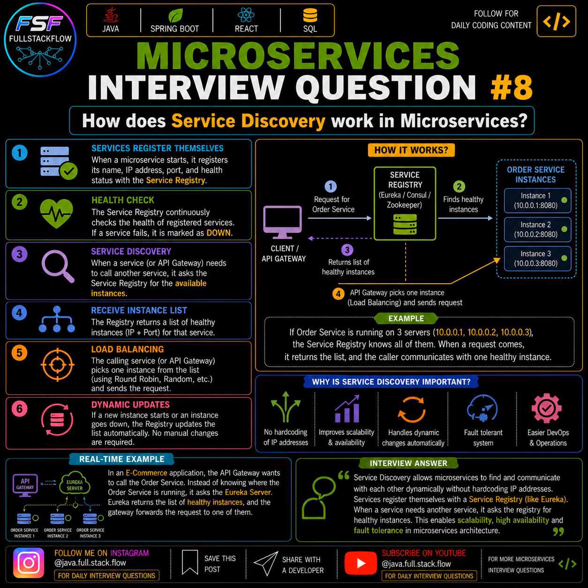This is exactly where service discovery comes into the picture. A service registry like Eureka keeps track of all available service instances. Whenever a service wants to communicate with another service, it simply asks the service registry instead of using hard-coded IP addresses. Now let's understand in the image how this entire process works step by step.